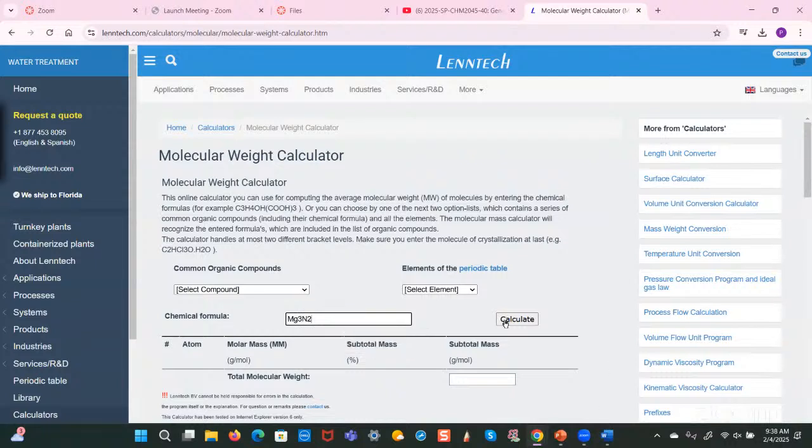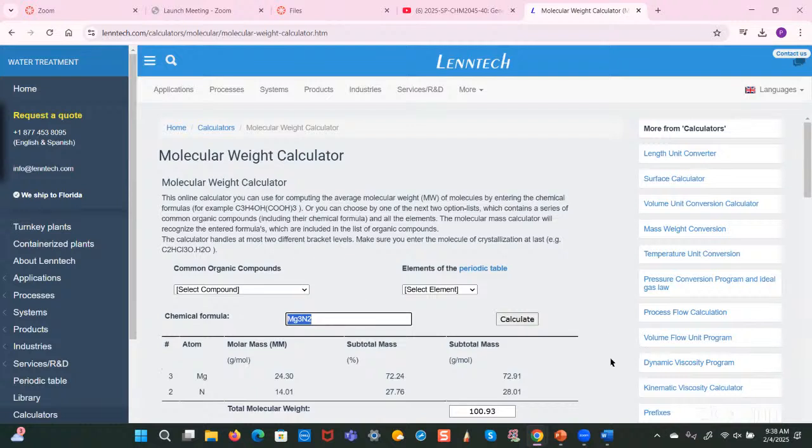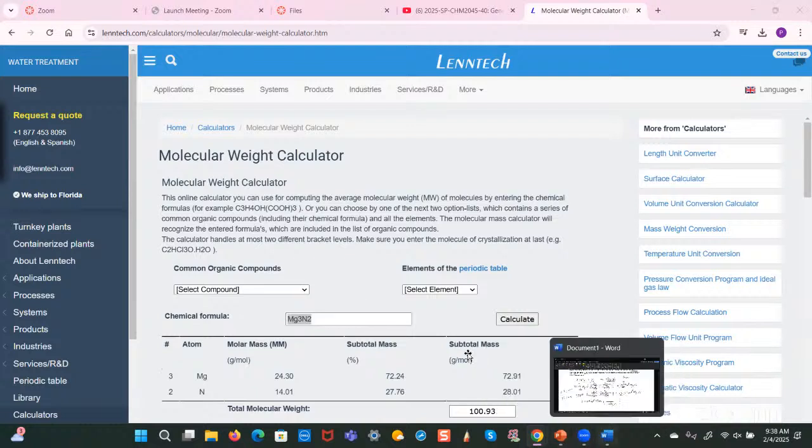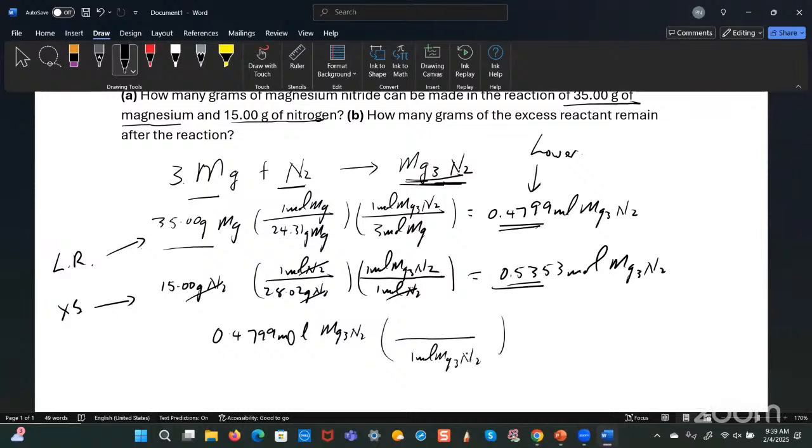Mg3N2. And let's see what I get. Okay, so the answer is 100.93. So we're going to put up here 100.93 grams of Mg3N2. And then we work that out. So let's see what that gives. 0.4799 multiplied by 100.93. And according to my calculation, this works out to be equal to 48.44 grams of Mg3N2. Okay, so that's basically how we do the A part.